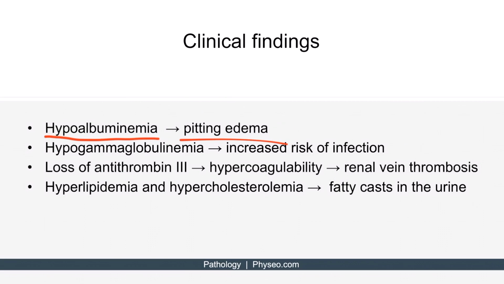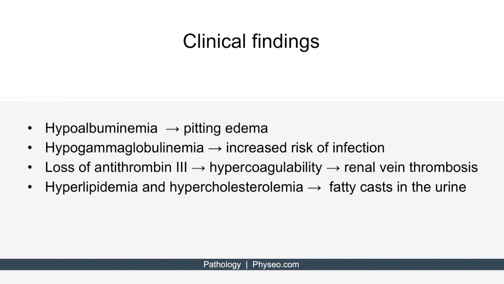Let's make sense of why edema occurs. First, it's important to know that serum albumin has significant oncotic power, so it helps maintain oncotic pressure in the plasma. If albumin is lost in the urine, then the plasma loses that oncotic power. So fluid will leave the vessels and shift into the interstitial space, resulting in edema.